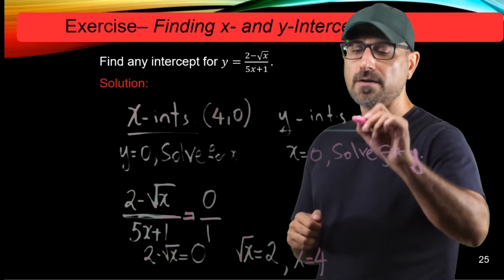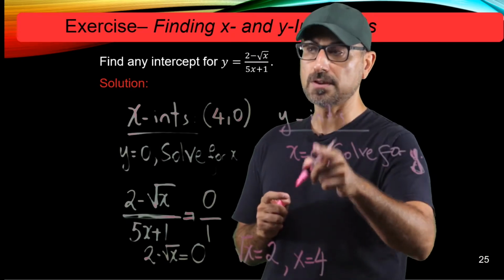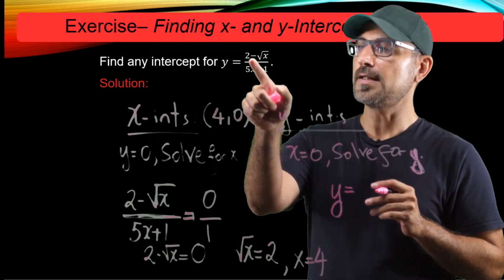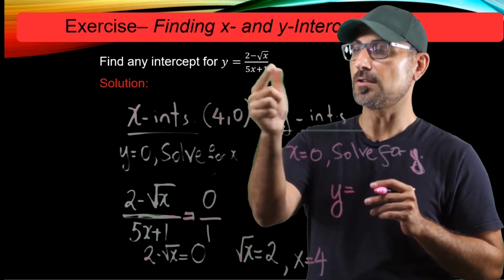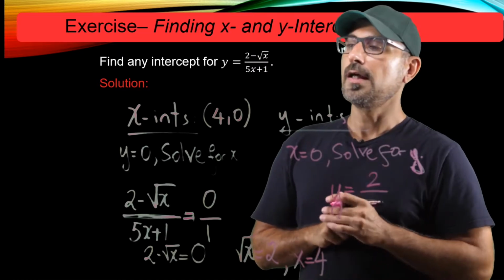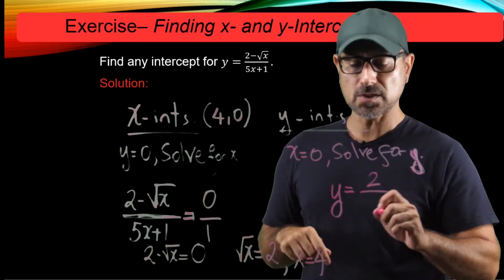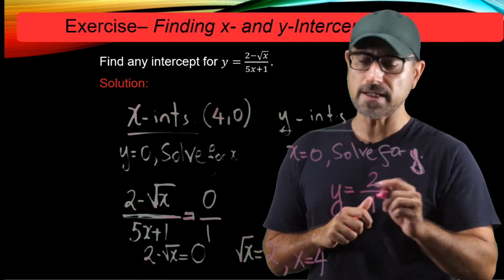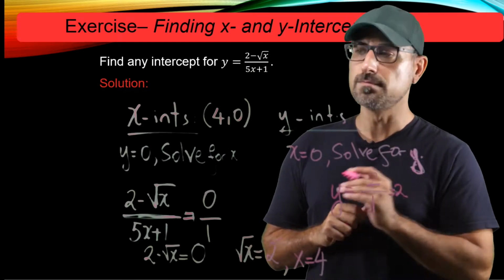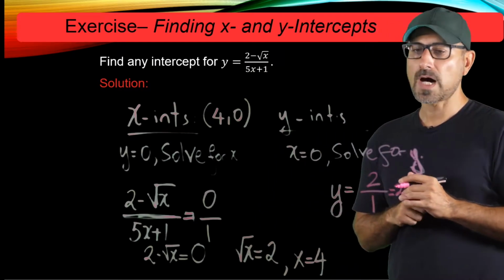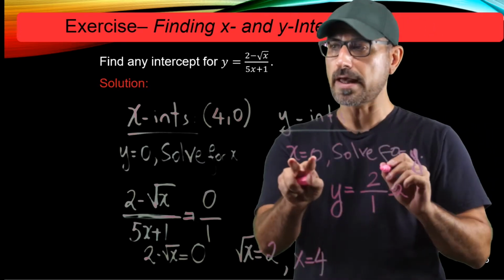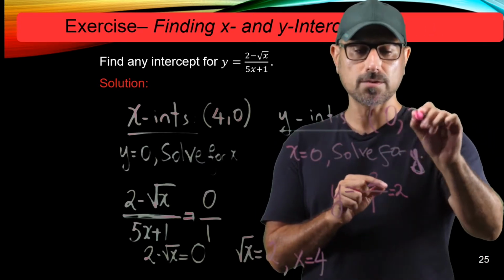And for the y-intercept, I'm going to sub 0 for x. So 2 minus root 0, which is 0. So the top is 2. And the bottom is 5 times 0 plus 1, that's 1. 2 divided by 1 is 2. So the y-intercept is going to be what? x equals 0 and y equals 2.